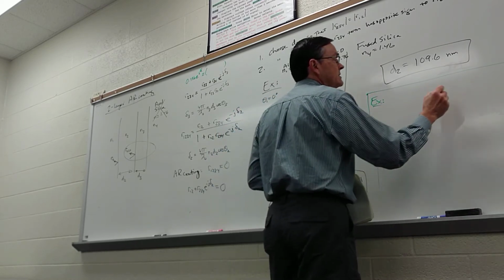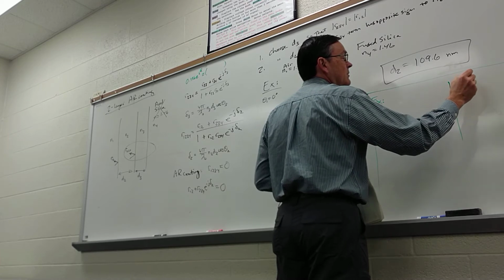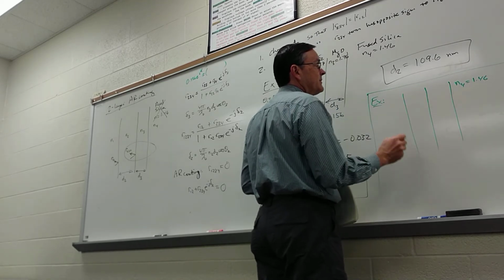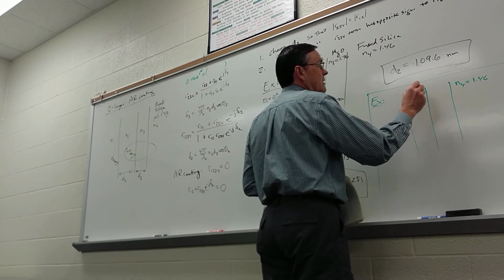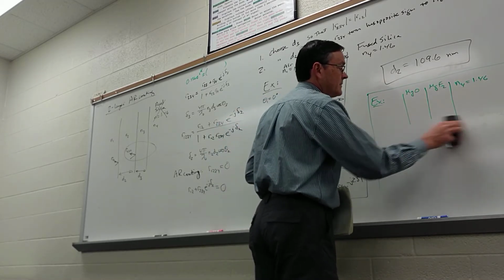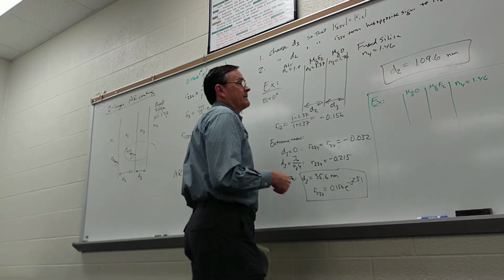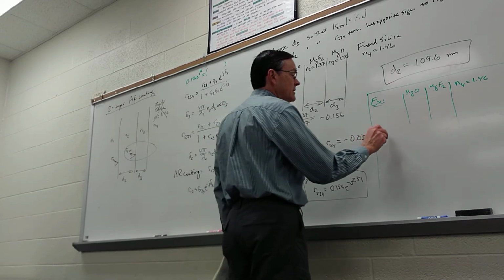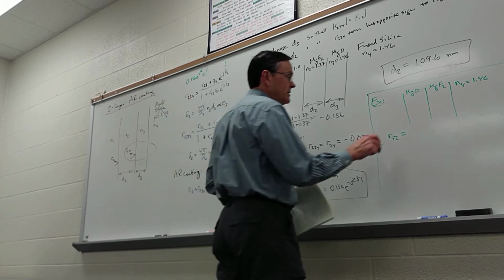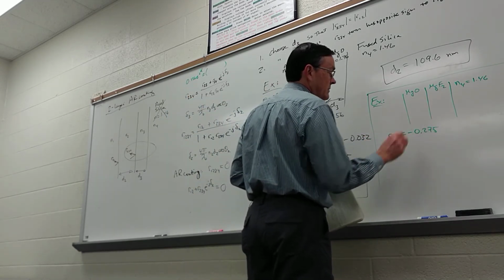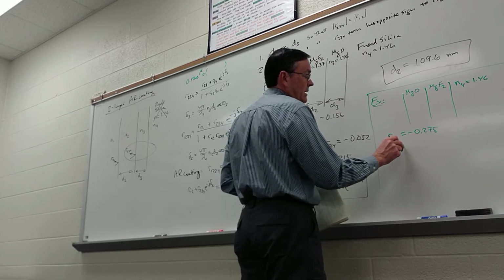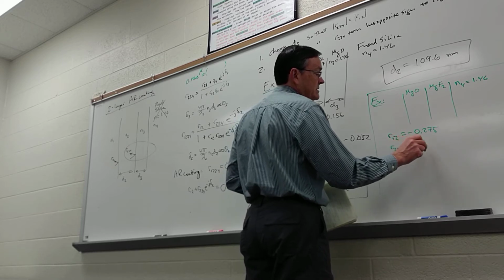Let's say that we have the same fused silica over here. And let's say that we flip the order of the film, so this is mag oxide and this is mag fluoride. Then the question is, can we do a two-layer air coating? So we calculate R12 and we find that it's minus 0.275.